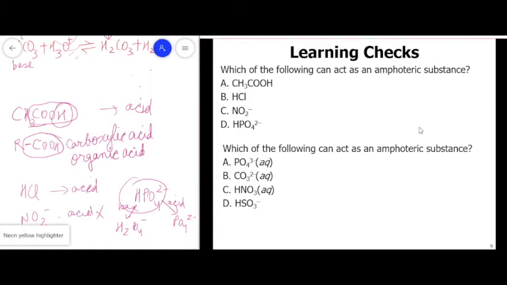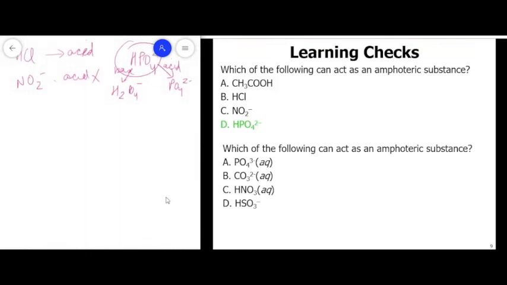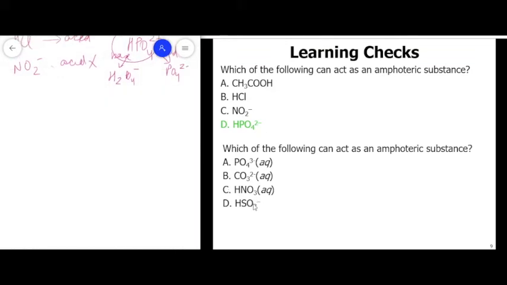Okay, let's do the next part. Which of the following can act as an amphoteric substance? Again, same idea. PO4 3- can only accept a proton. It cannot donate. It has no proton to donate. CO3 2- again has no protons to donate. HNO3 can donate a proton, definitely has one proton right here, but it cannot accept because it's going to make this unbalanced. There is no way it's going to accept a proton.